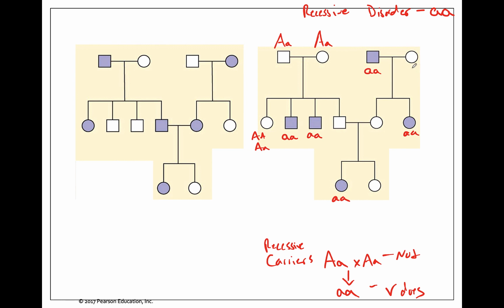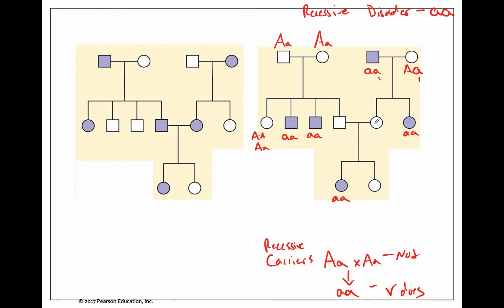This individual right here does not have the trait. However, they do have an offspring that does, which means they have to have at least one little a. The only way that this person has the trait is if they get one little a from dad and one little a from mom. So I know that her genotype is big A, little a.